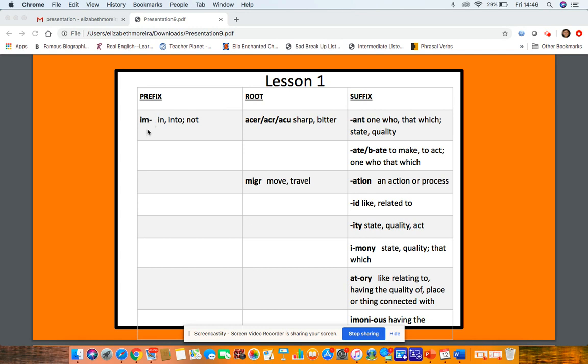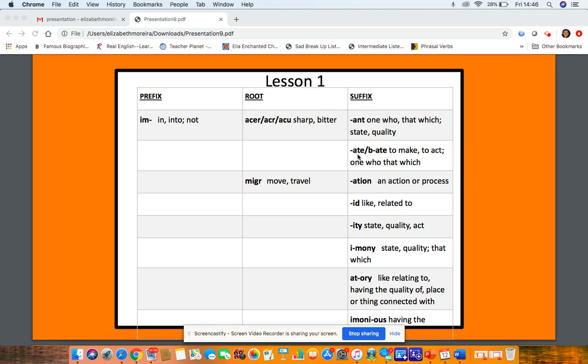Remember, a prefix is added before the root word, and it modifies the meaning. In this lesson, we have im, which means in, into, or not. The suffix in this lesson is ant, which means one who, that which, state, quality.